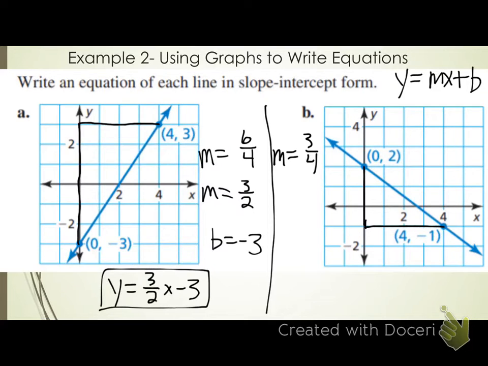Okay, what does the slope do going downhill from left to right? Nice, negative. My slope needs to be a negative number, so I know my slope's going to be negative. -3/4. We okay finding the slope?